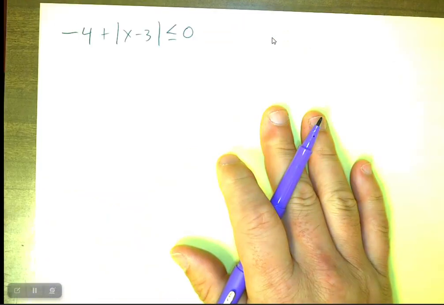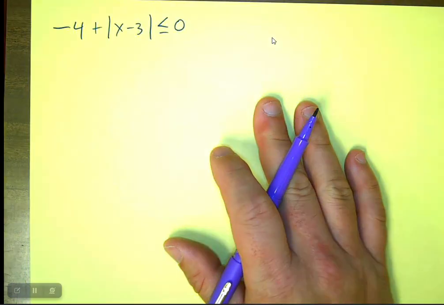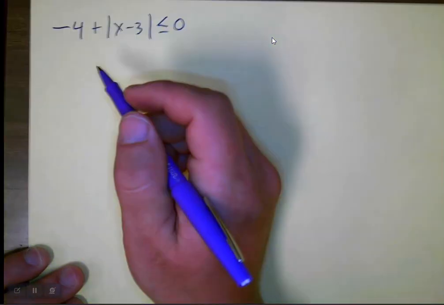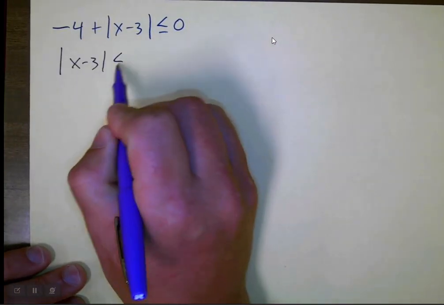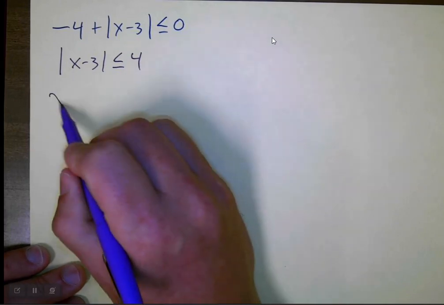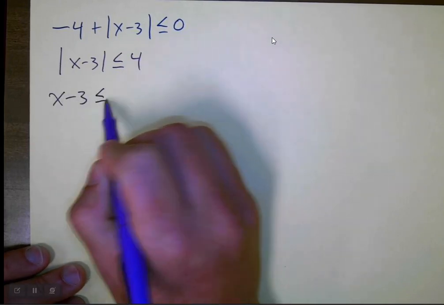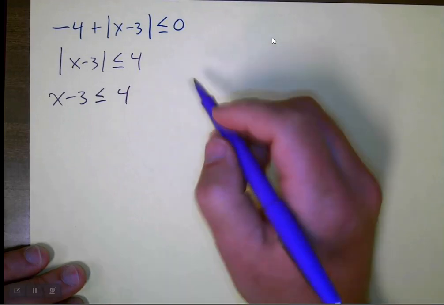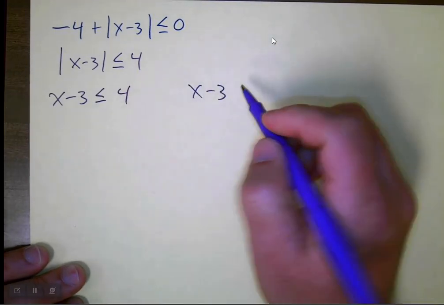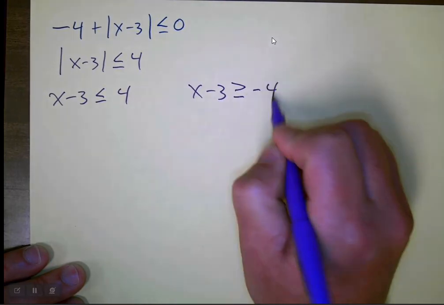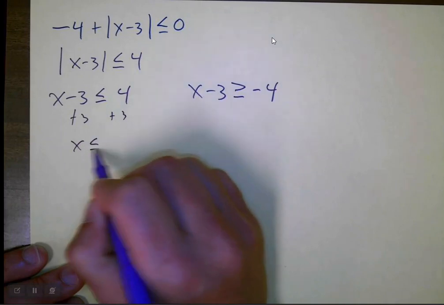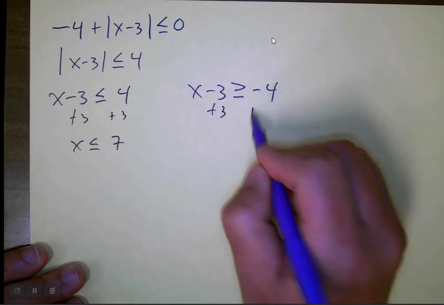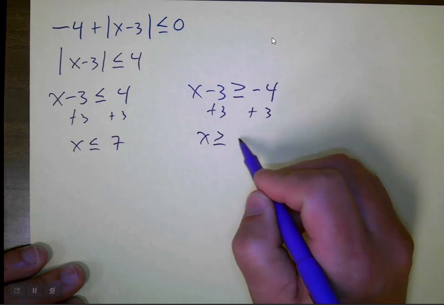So here's one. Negative 4 plus the absolute value of x minus 3 is less than or equal to 0. First thing you want to do is add the 4, so you want to isolate. So you got this. And now set it up. You got x minus 3 is less than or equal to 4. And then you got to do x minus 3 is greater than or equal to negative 4. Then you add 3 here and you add 3 here, you get x is less than or equal to 7. Then you add 3 here and you add 3 here and you get x is greater than or equal to negative 1.